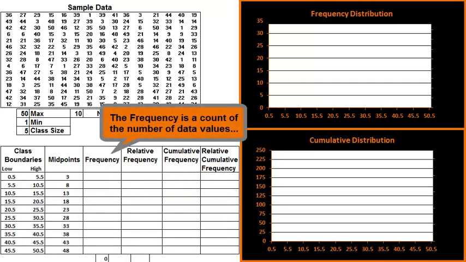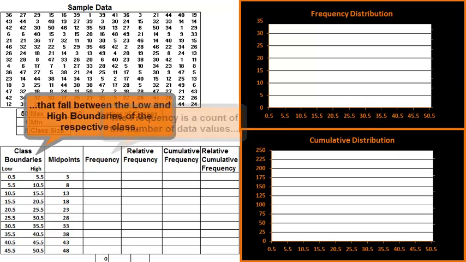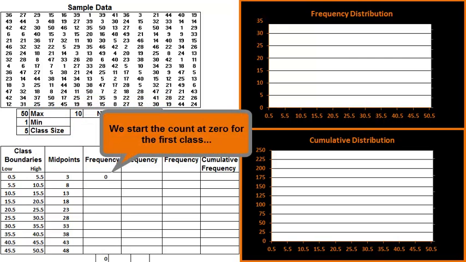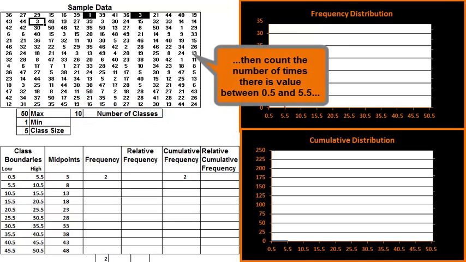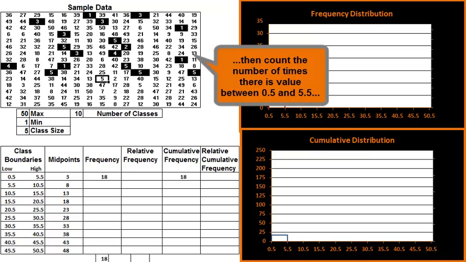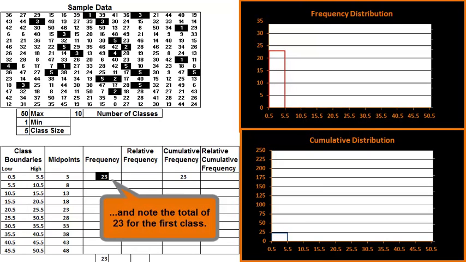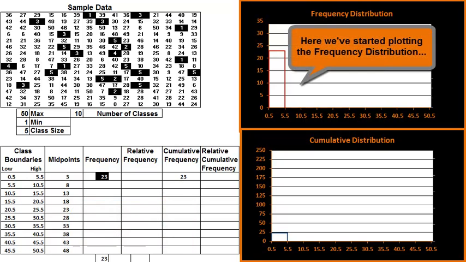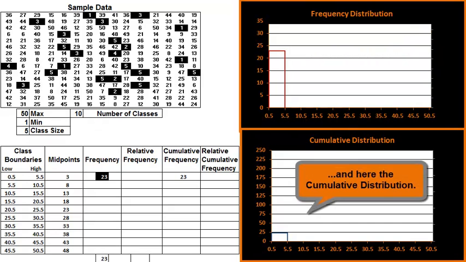The frequency is a count of the number of data values that fall between the low and the high boundaries of the respective class. We start the count at 0 for the first class. Then count the number of times there is a value between 0.5 and 5.5, and note a total of 23 for the first class. Note that the count for the cumulative frequency is also 23. Here we started plotting the frequency distribution, and here the cumulative distribution.